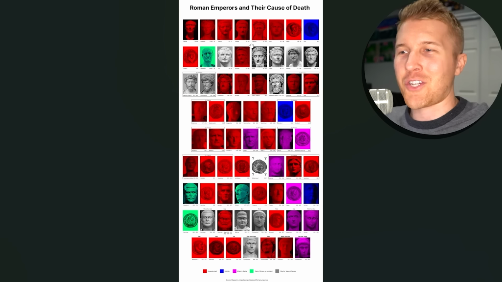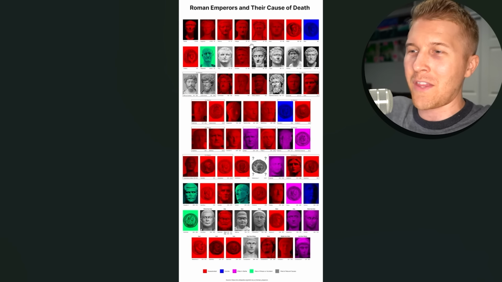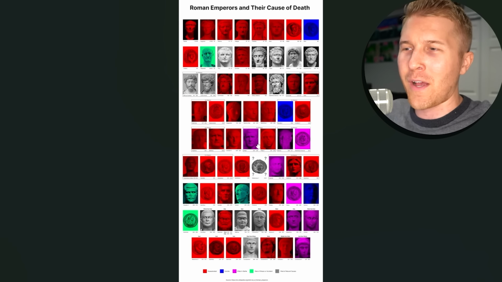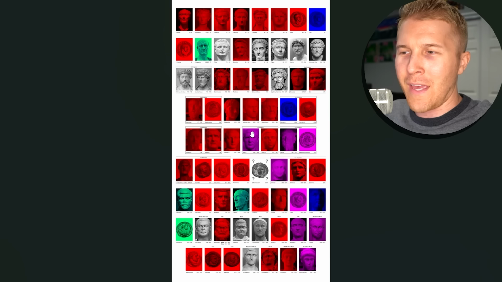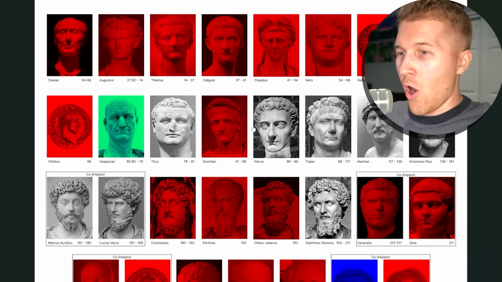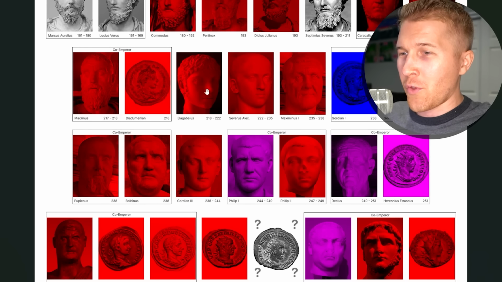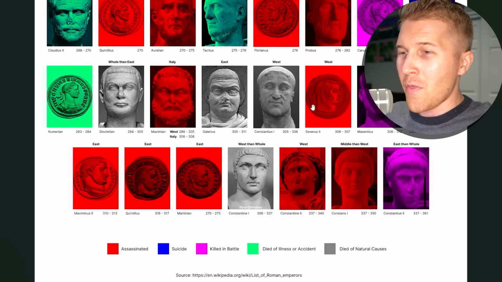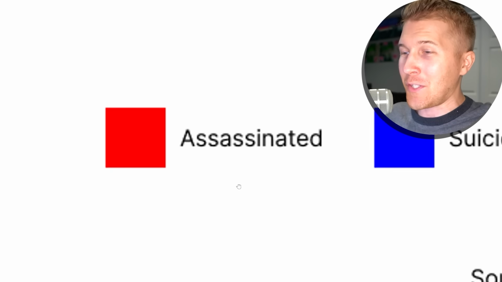I think a lot of people are going to be shocked to find this out. This is Roman emperors and their cause of death. I saw a lot of red, so I assumed, oh, that must be all the Roman emperors that died just because of natural causes, right? No, that is not what's happening here. All this red, which like a majority of the rows here are red, these Roman emperors died because of assassination.